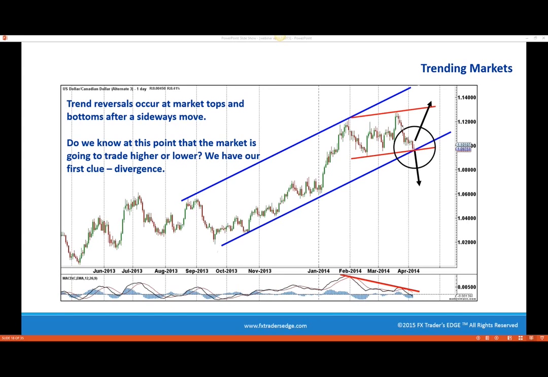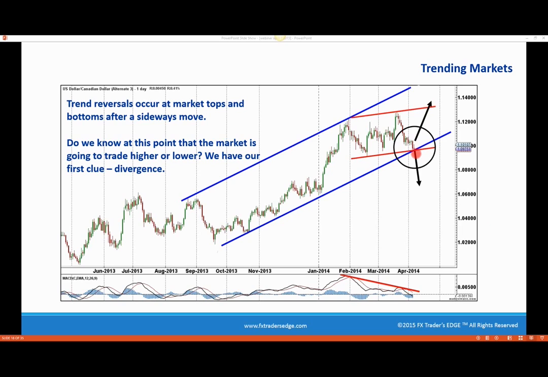So right here, the market is trending nicely in a channel, and we can draw a minor channel inside. The red lines are the minor channel inside the blue lines. So at this point right here, where are we going to go? If you know the price action, if you see the prices over here, you probably know where it's going to go. But from this picture, what does it look like? It looks like it's going to move up, right? Fine, it does look like it's going to move up.